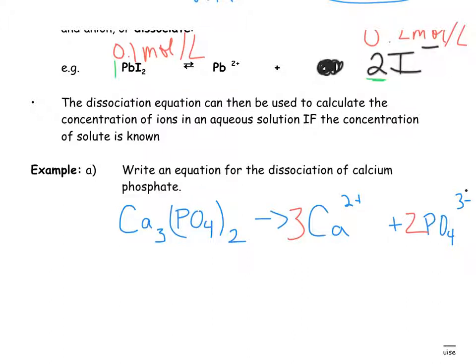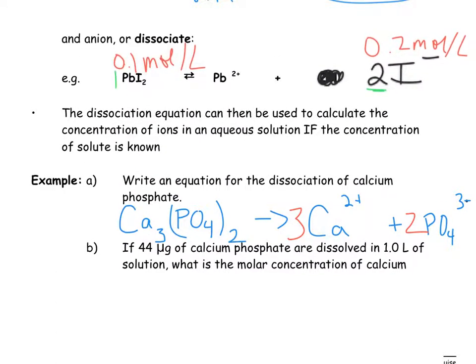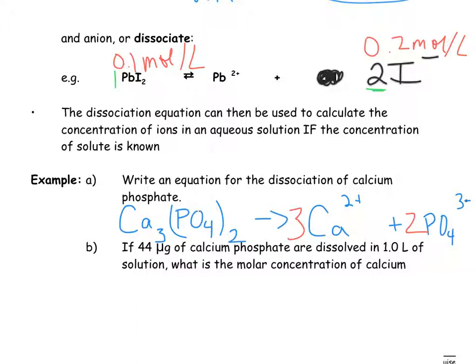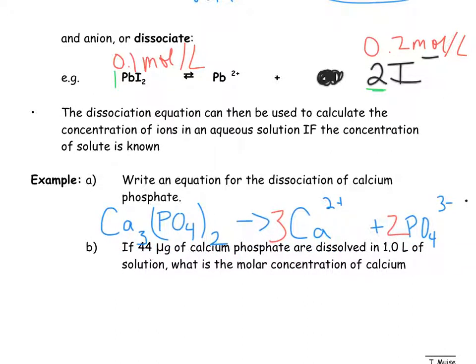So the next part of this question is as follows. If 44 micrograms of calcium phosphate are dissolved in 1 liter solution, what is the molar concentration of calcium ion? Yeah, calcium ions. All right. So I want you to pause the video and give that a try, and then come back when you're ready, and we will check out the answer together.